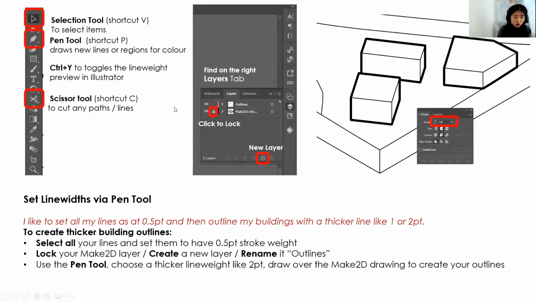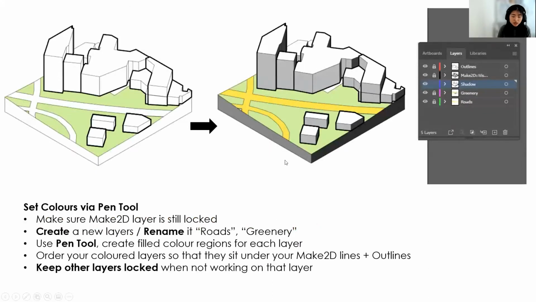So first of all, let's set the line width by pen tool. We're going to lock our make 2D layer, so that's our base layers. We're going to use a pen tool to just draw over those lines that we want to make thicker. You can also set colors in this way by using the pen tool to draw those faces and set lines like that, and then color it without an outline.